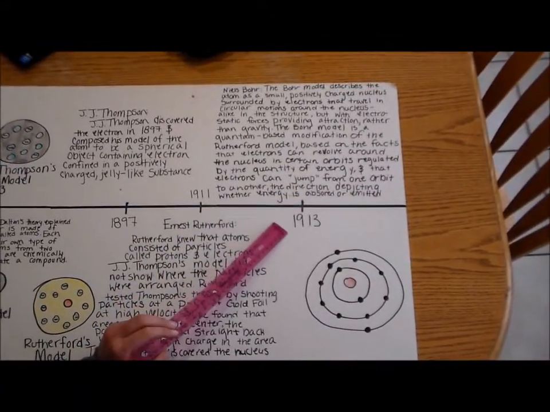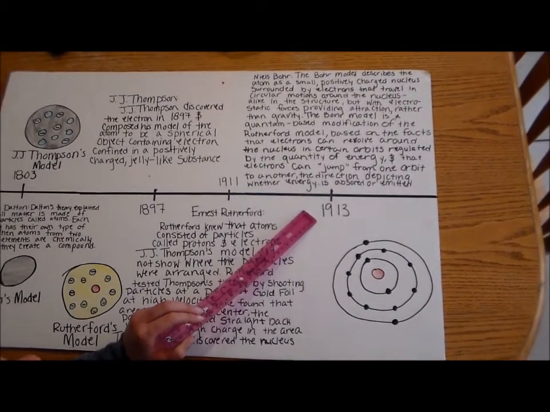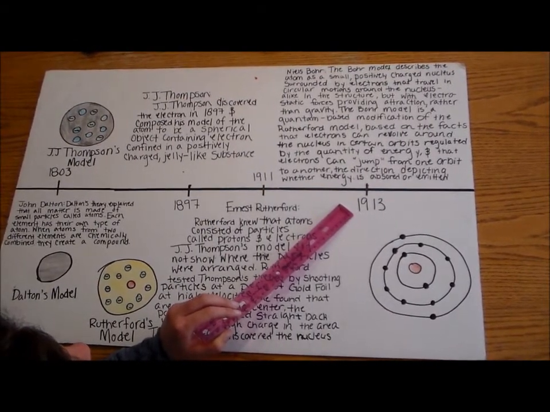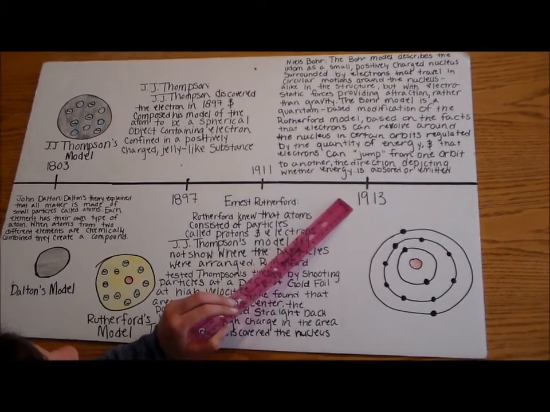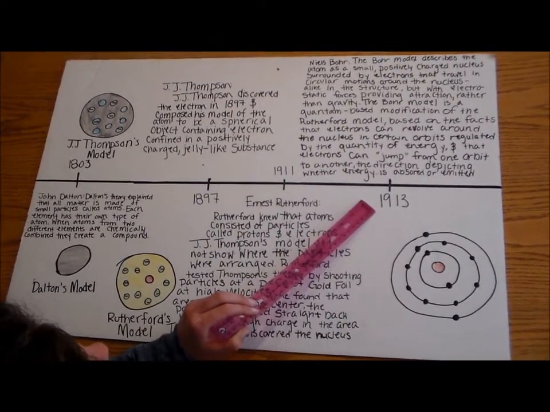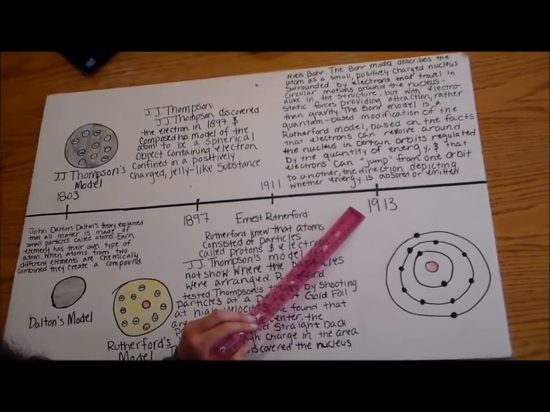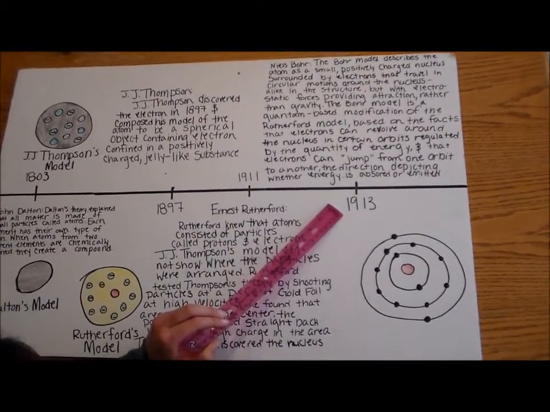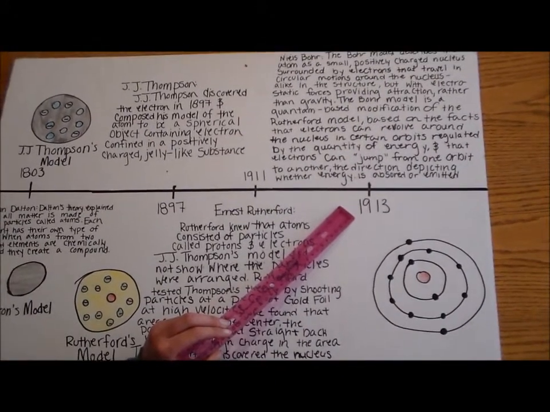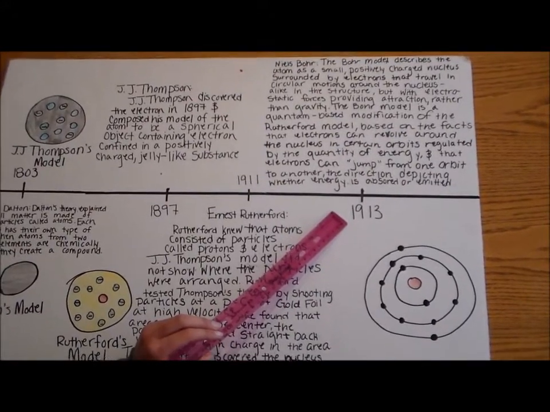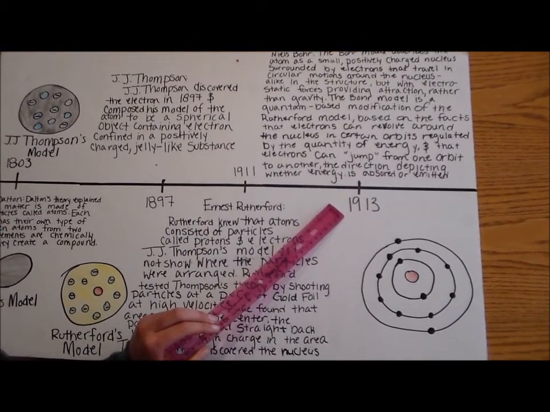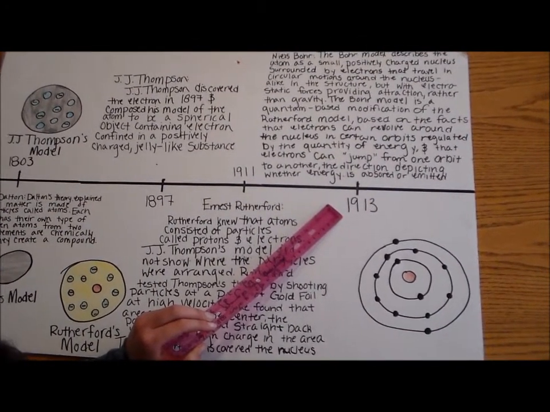In 1913, Niels Bohr. The Bohr model describes the atom as a small, positively charged nucleus surrounded by electrons that travel in circular motion around the nucleus, alike in the structure, but with electrostatic forces providing attraction rather than gravity. The Bohr model is a quantum-based modification of the Rutherford model, based on the facts that electrons can revolve around the nucleus in certain orbits regulated by the quantity of energy, and electrons can jump from one orbit to another, the direction depicting whether energy is absorbed or emitted.